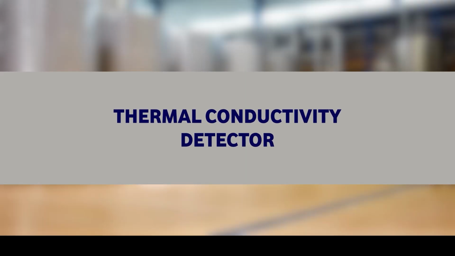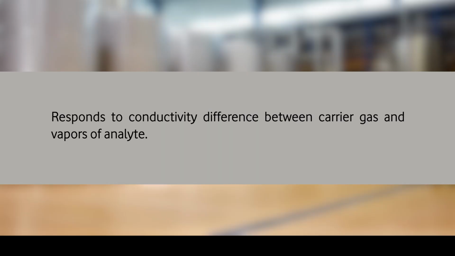Let us talk about the detectors. We have seen the column through which the mobile phase will pass. The products will be separated. After they are separated, they are supposed to be detected. So the very popular detector is the thermal conductivity detector. It checks the conductivity difference between the carrier gas and the vapor of the analyte. So the carrier gas along with the constituent in vapor form, the difference in their thermal conductivity is checked by the thermal conductivity detector.